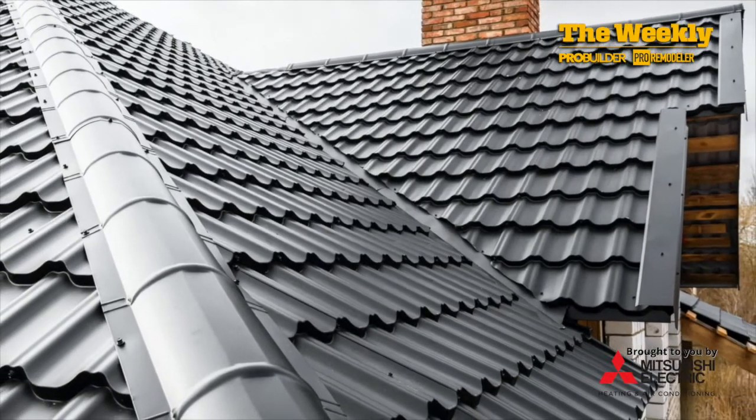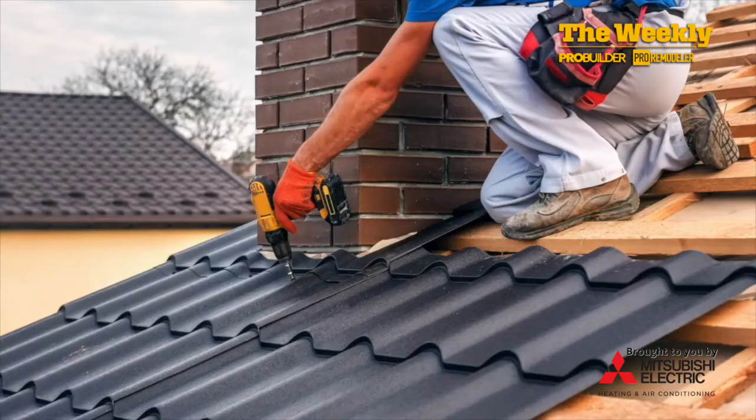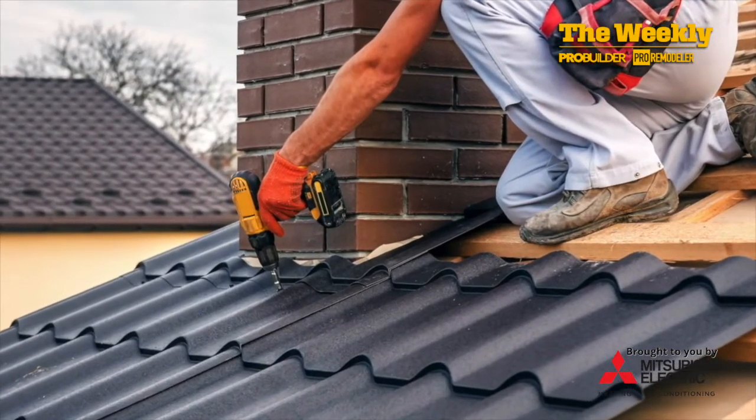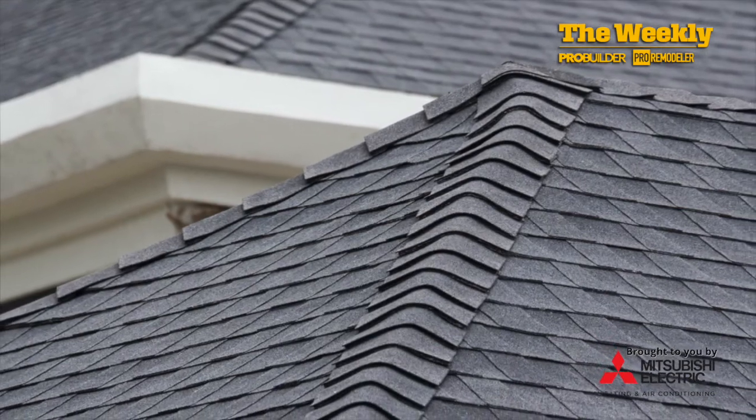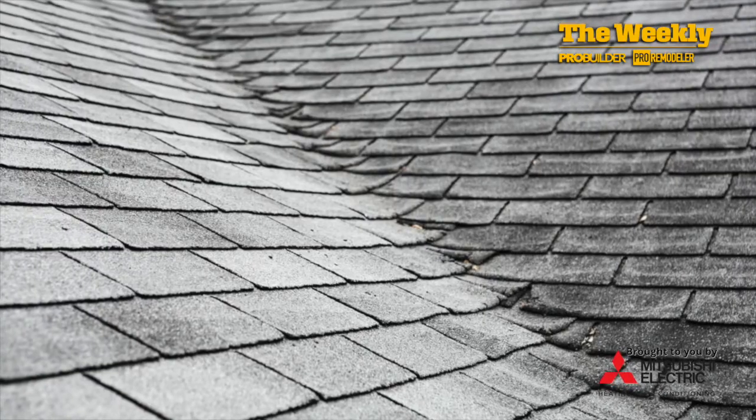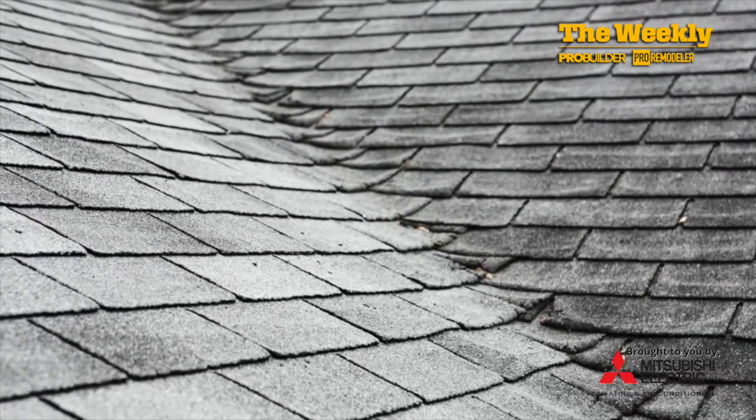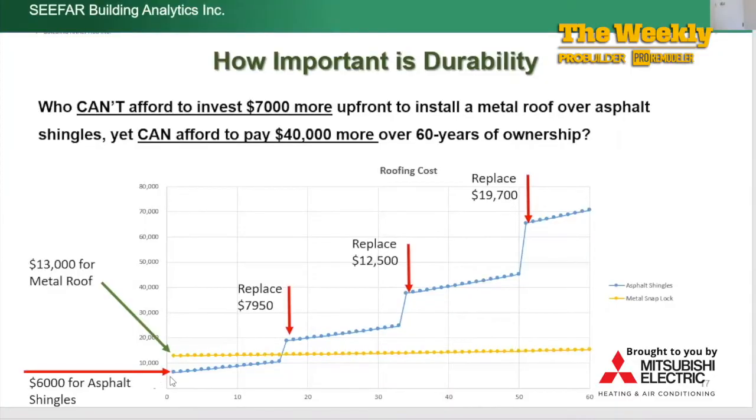A good example of total cost of building ownership analysis is looking at the roof. Jim breaks down the lifetime cost of paying more upfront for a metal roof versus a cheaper asphalt shingle roof. Initially, and this is a residential analysis, there's $6,000 for asphalt shingles, $13,000 for a metal roof.